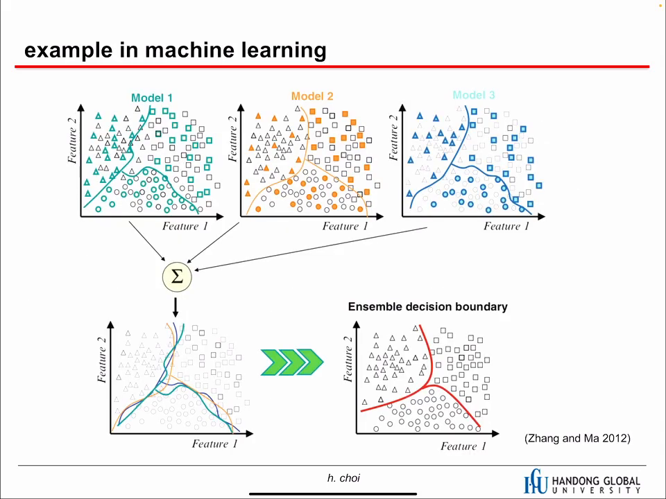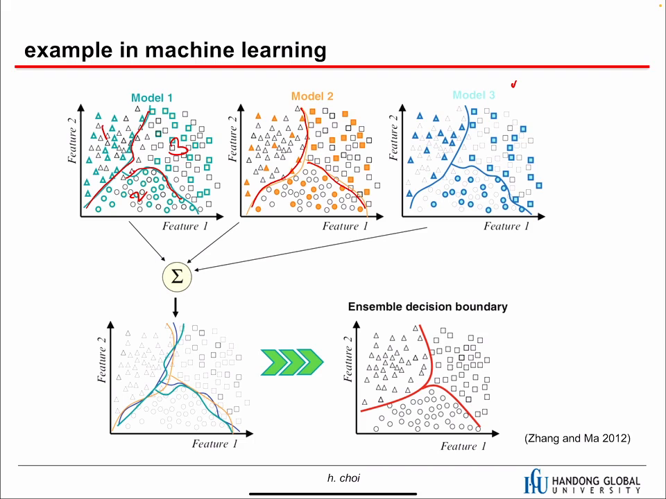In machine learning, let's assume that we have only 3 models, 1, 2, 3, and each model has different classification boundaries. Model 1 has these boundaries, so this one is class 1, class 2, and class 3. Model 2 has slightly different boundaries like this, and model 3 also has a different boundary.